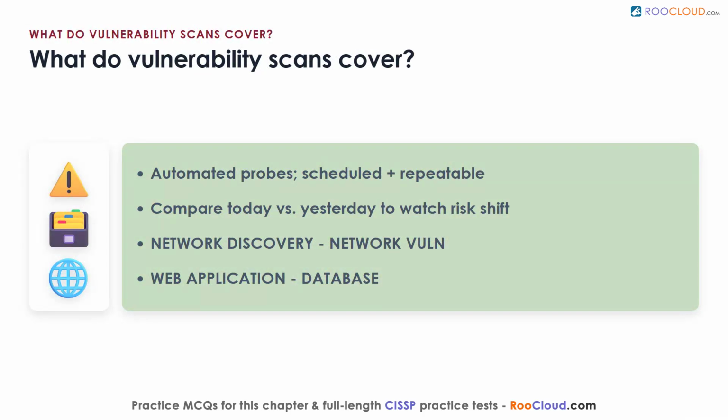What do vulnerability scans actually cover? They automatically probe systems, applications, and networks for exploitable weaknesses. The tools turn tedious manual checking into a quick, repeatable run, and most can be scheduled to repeat on their own. Better still, they compare today's results against yesterday's, so you can watch your risk shift over time. There are 4 broad flavors: network discovery scans, network vulnerability scans, web application scans, and database scans. Each answers a different slice of the same question: where am I exposed?